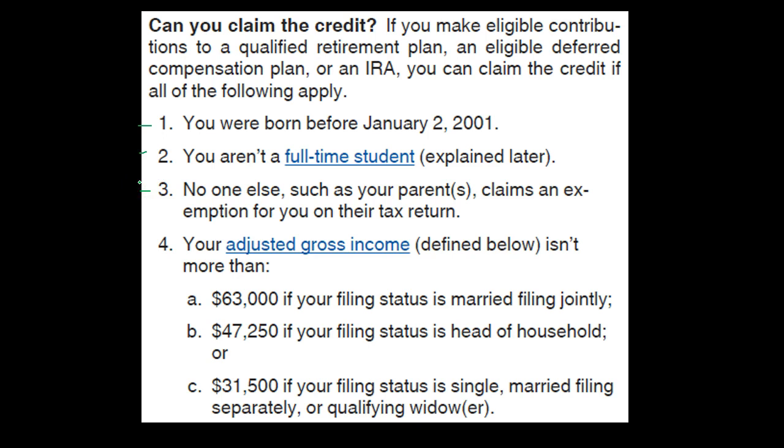Number 3, no one else, such as your parents, claims an exemption for you on their tax return. Number 4, your adjusted gross income, defined below, isn't more than $63,000 if your filing status is married filing jointly, $47,250 if your filing status is head of household, or $31,500 if your filing status is single, married filing separately, or qualified widow/widower.